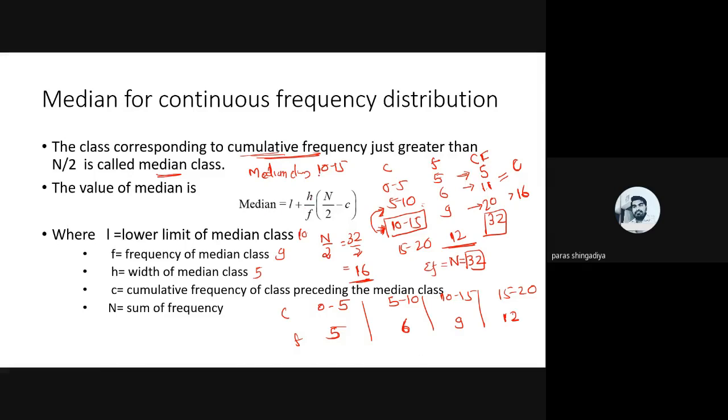The median answer will lie within the median class. It will be between 10 and 15. So is the procedure to evaluate the median clear?